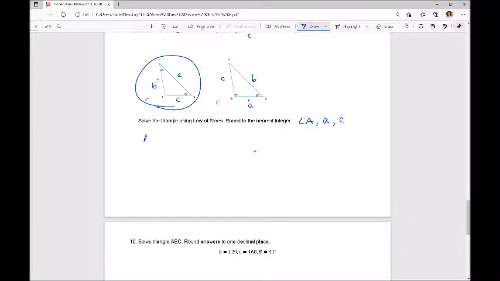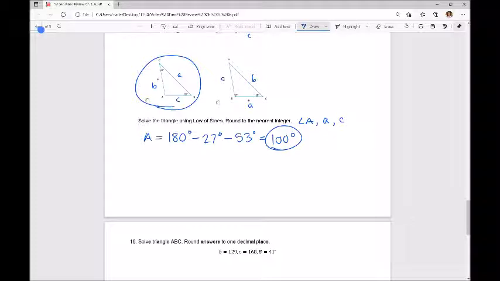So angle A is going to be 180 because all the angles in a triangle add up to 180 degrees, and we can subtract off angle B and angle C. And if we do the subtraction, we should get that angle A is 100 degrees. So that's angle A.